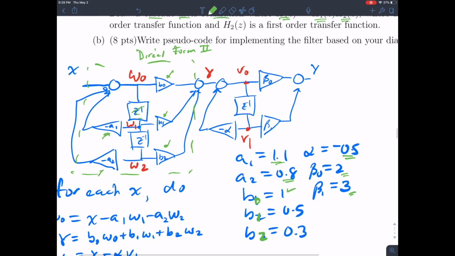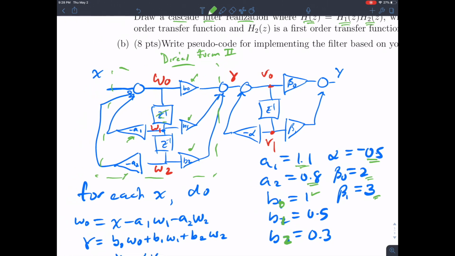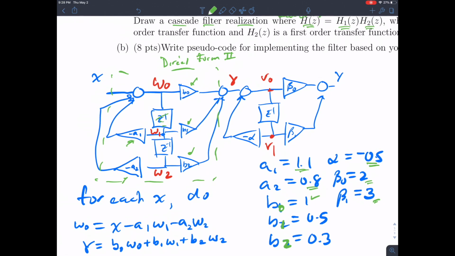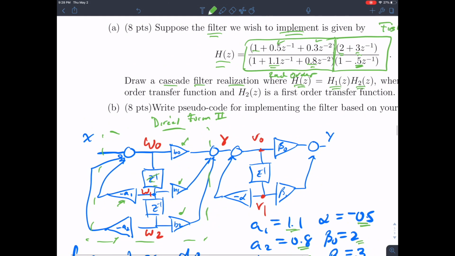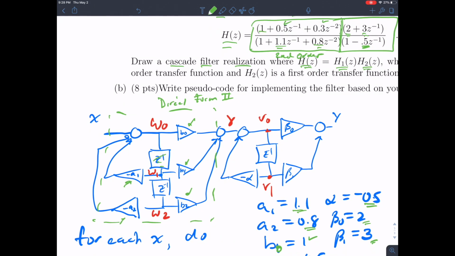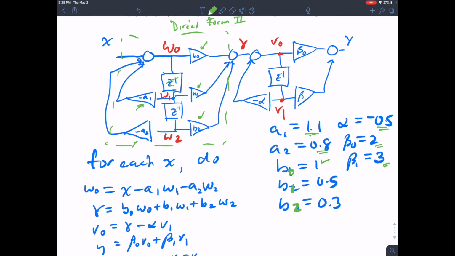All right, so we've identified all the terms, and then we set this up into the diagram that you're supposed to know, okay? And so there you have it. That's a filter diagram for realizing this third order filter as a second order section cascaded with a first order section. Okay, in part B, you're supposed to write pseudocode.